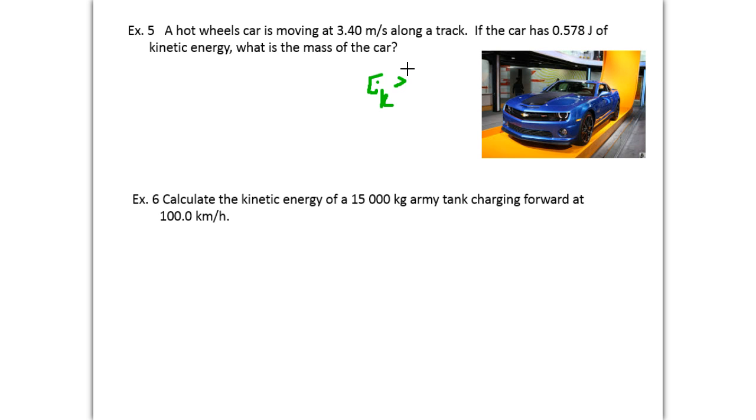kinetic energy, half mv squared. So find the mass. Get rid of the half, multiply both sides by 2. So I want to get rid of the velocity here, divide both sides by the velocity. It's gone. So this is the part you need to carry out.